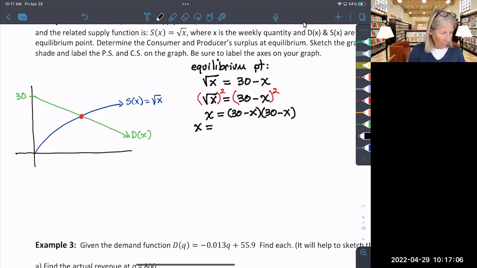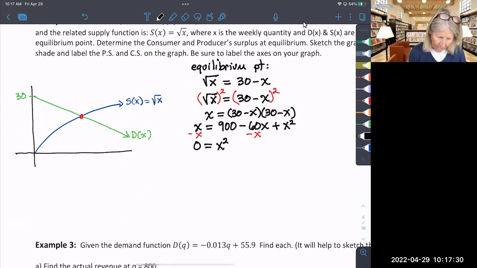All right, if you do the FOIL on that, you're going to end up with 900 minus 60x plus x squared. Because we have a quadratic, we're going to get it equal to 0, so I'm going to move this x over here. I'm going to have 0 equals, and let me put this in a rearranged order, I like the x squared first: x squared minus 61x plus 900. Now you can try factoring if you like. I'm just going to use the quadratic formula on my calculator. I've shown you that before, so that's a nice feature.